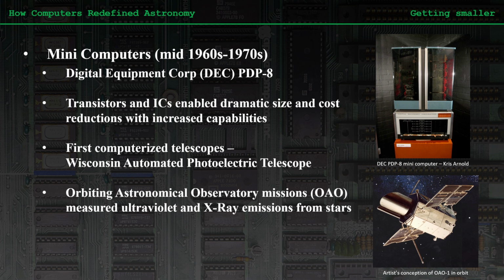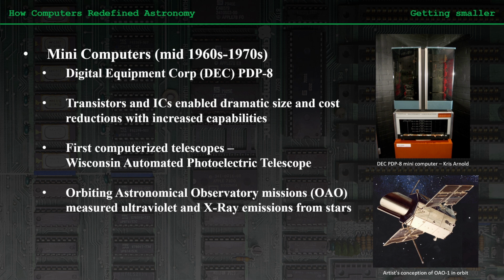A Digital Electronics Corporation PDP-8 computer was used as part of the first ever fully computerized autonomous observatory, the Wisconsin Automated Photoelectric Telescope. This telescope could be scripted to perform a whole night's worth of observations on its own. It wasn't the most robust or reliable system, it broke down frequently, but it did pave the way for future telescope automation.